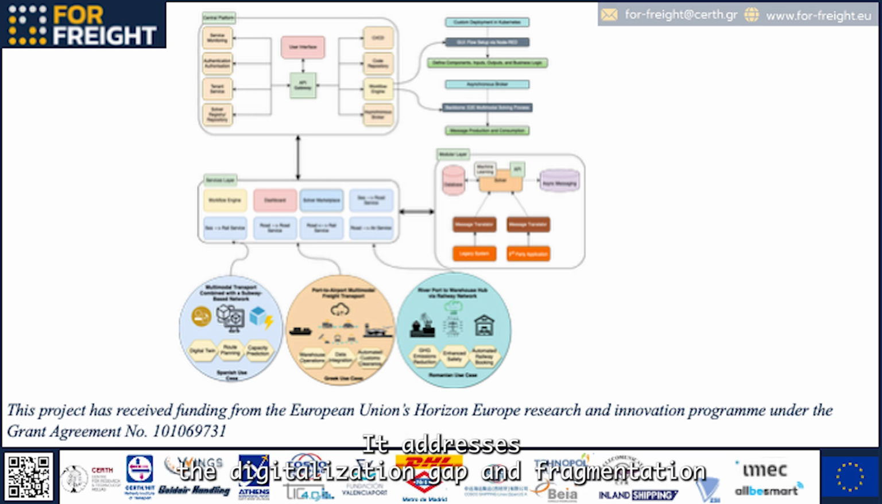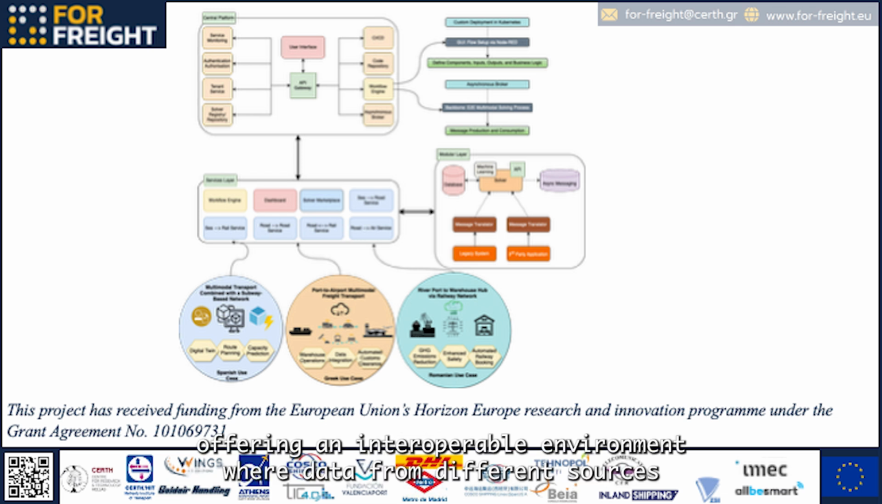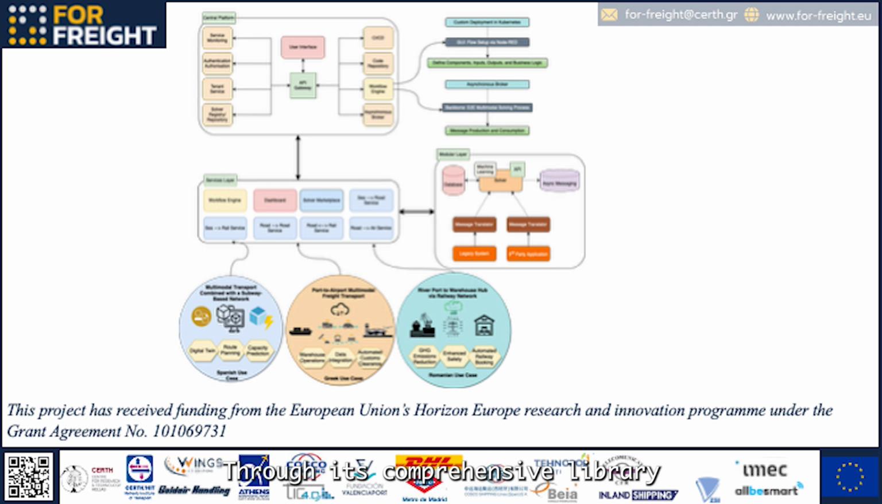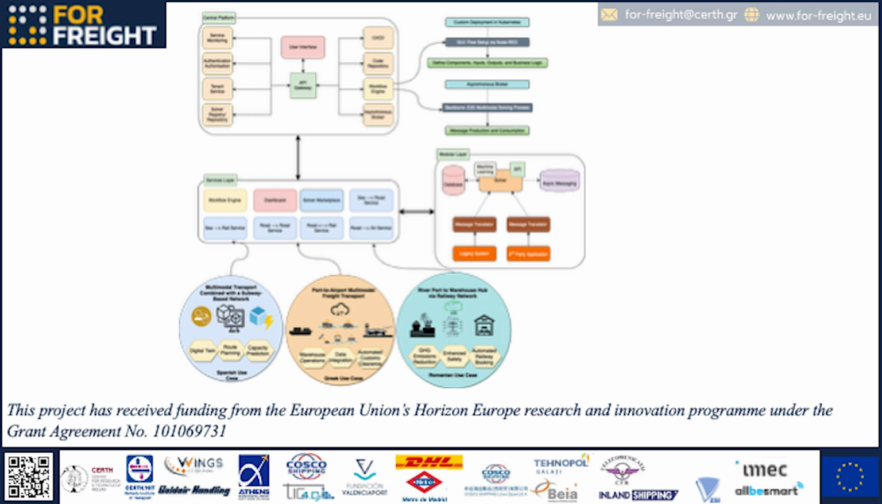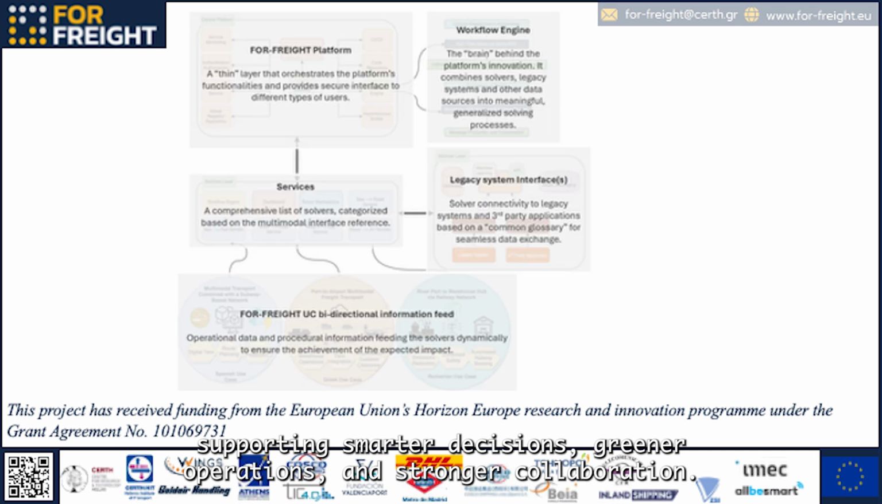It addresses the digitalization gap and fragmentation that often hinder collaboration across supply chains, offering an interoperable environment where data from different sources can be combined to solve real-world logistics challenges. Through its comprehensive library of digital solvers and innovative workflow engine, the ForFreight platform transforms raw data into actionable insights, supporting smarter decisions, greener operations, and stronger collaboration.